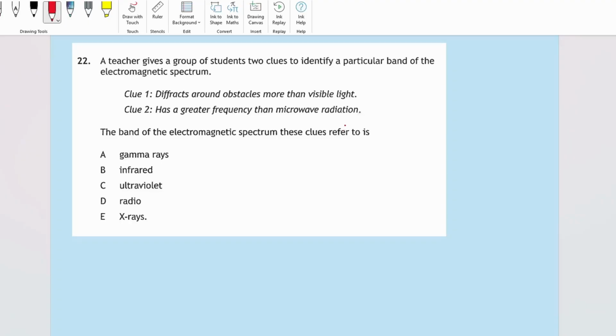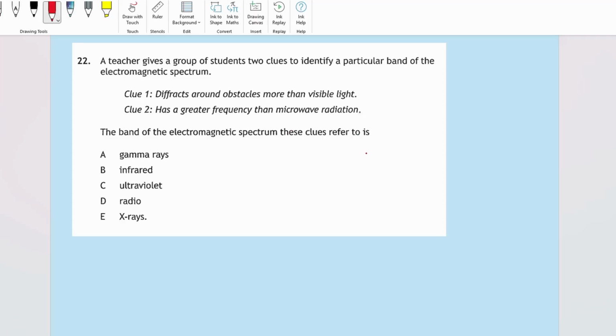Question 22 says a teacher gives a group of students 2 clues to identify a particular band of the electromagnetic spectrum. Clue 1: diffracts around obstacles more than visible light. Clue 2: has a greater frequency than microwave radiation. The band of electromagnetic spectrum these clues refer to is.